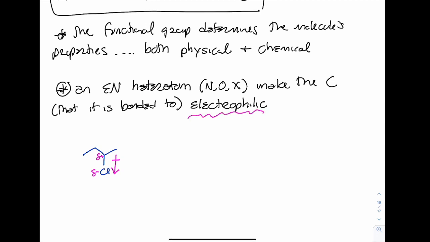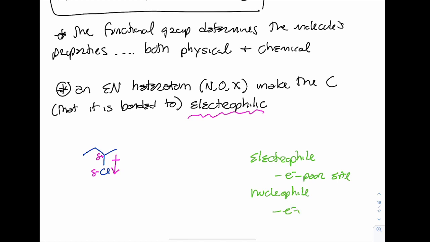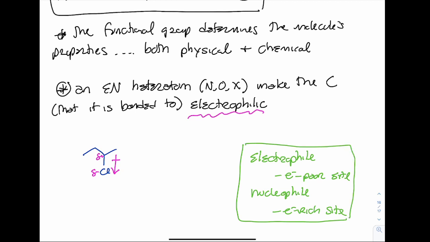Let's do a little reminder. We introduced these terms in the last chapter. If something is electrophilic, or an electrophile, this is our electron-poor site. Something that is nucleophilic, or our nucleophile, is our electron-rich site. So my carbon in this case is partial positive, making it electron poor. Electrophiles are either positive or partial positive.